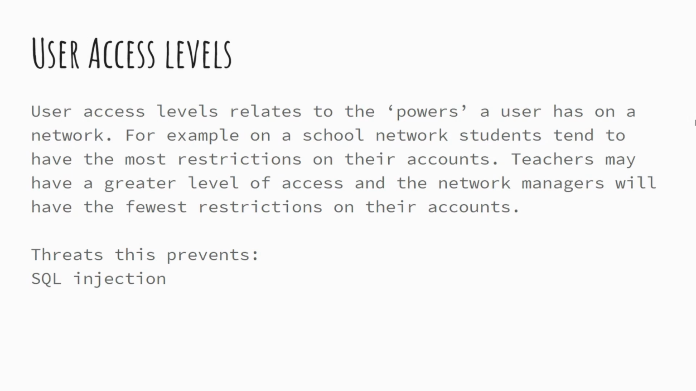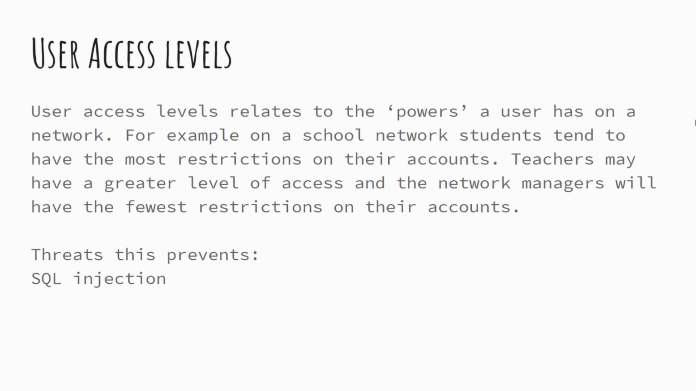User access levels. This is the idea that different users within a system will have the ability to access and do certain things differently. So you'll have different levels of restrictions. The clearest example of this will be when you think about your school computers. With the school computers, as a student, you would have the lowest level of access.